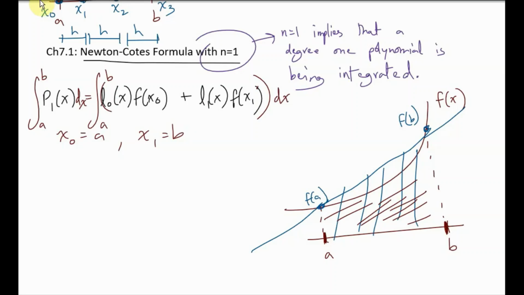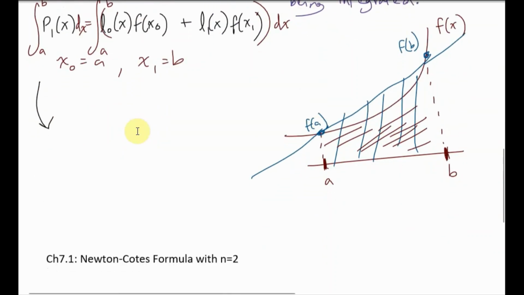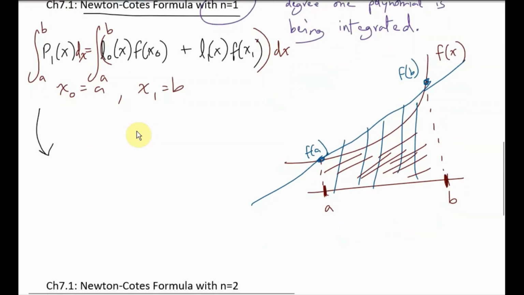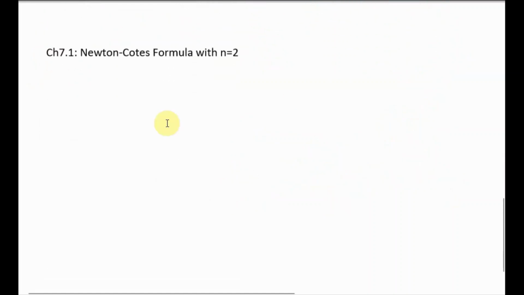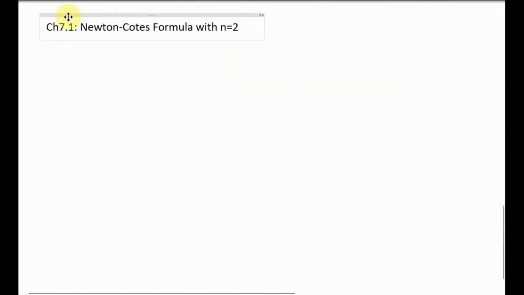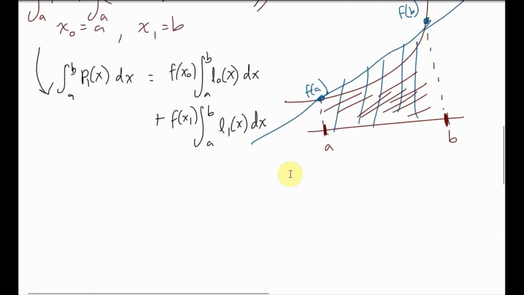Right, this is what we want to find. And so essentially what I have in my hands is I need to solve this: the integral of p1 of x dx equals f of x naught times this plus f of x1 times this quantity. Okay, let's move that there.